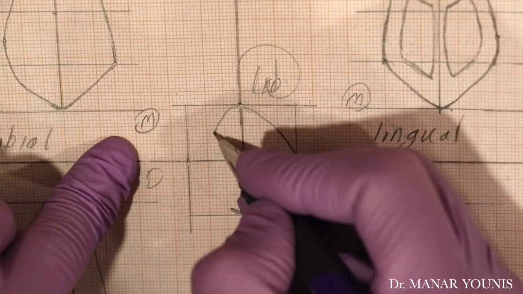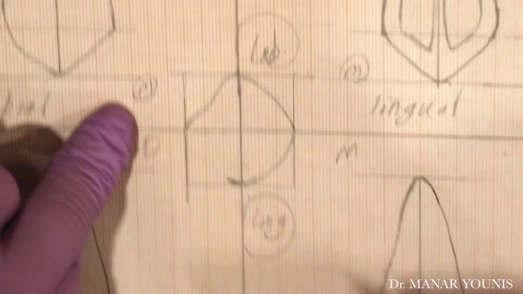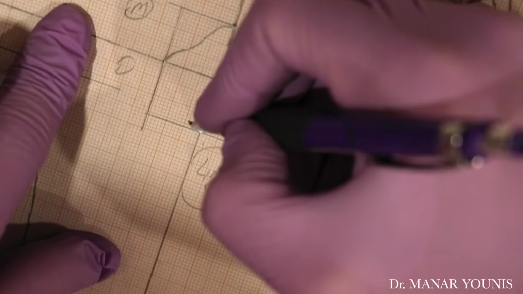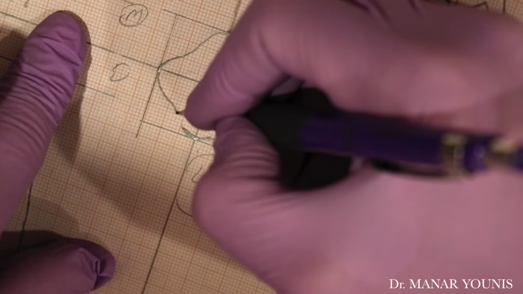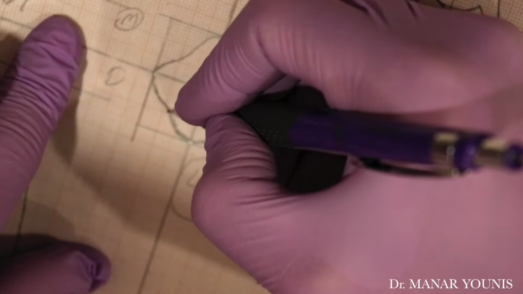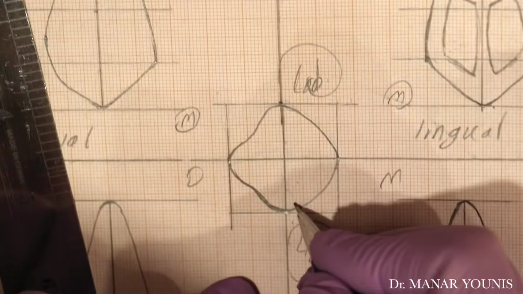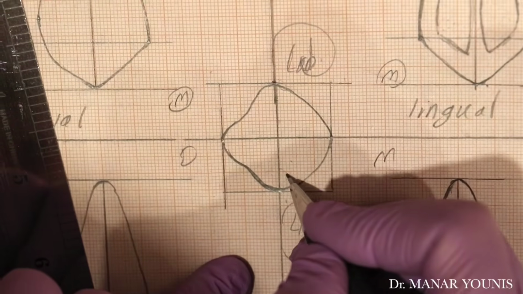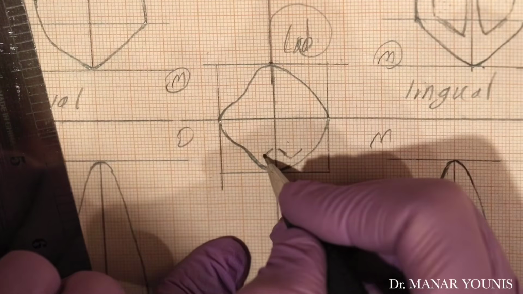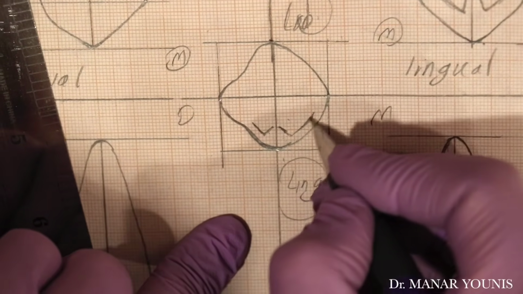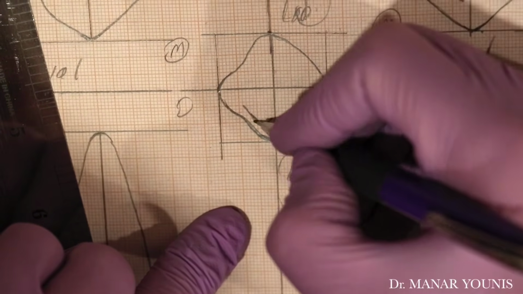The mesiolabial is concave. The distolingual is slightly concave. Slightly concave. This is the cingulum in the cervical third. These are the strong, well-developed marginal ridges.